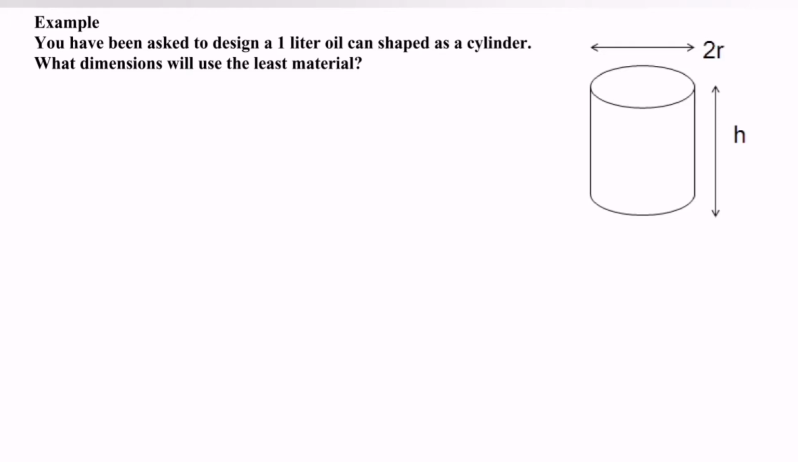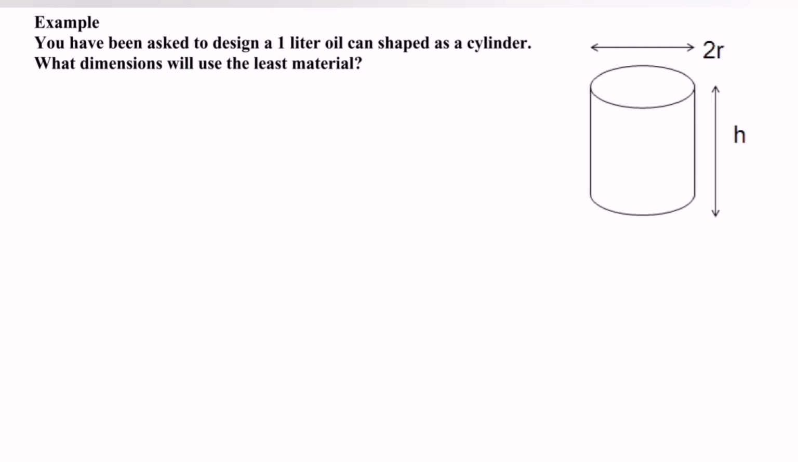Here we have the example. You have been asked to design a 1 liter oil can shaped as a cylinder. What dimension will use the least material? So in order to fill up a 1 liter oil can, we have to design the cylinder. So in here, the dimension that will be used would be the area.